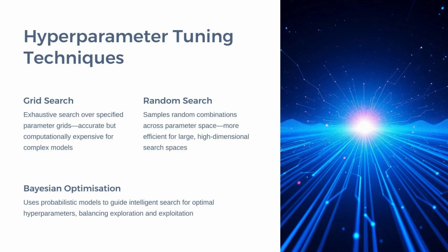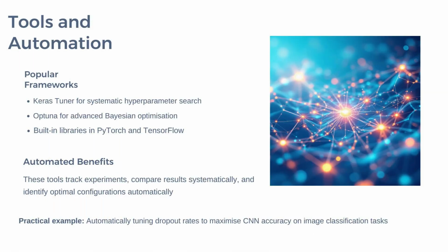Now let us see how hyperparameter tuning is done. There are three types of hyperparameter tuning usually done: grid search, random search, and Bayesian optimization. Let's see in detail. Grid search is an exhaustive search over the specified parameter grid, accurate but computationally expensive for complex models. Random search samples random combinations across the parameter space, more effective for large and high-dimensional search spaces. Bayesian optimization uses a probabilistic model to guide an intelligent search for the optimal hyperparameters, balancing exploration and exploitation.